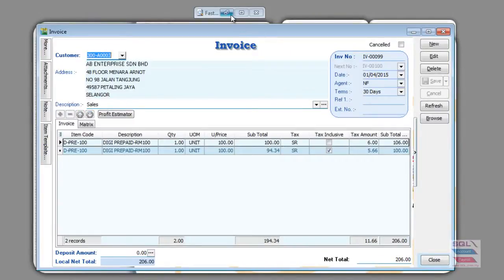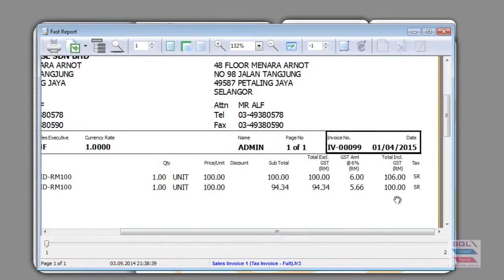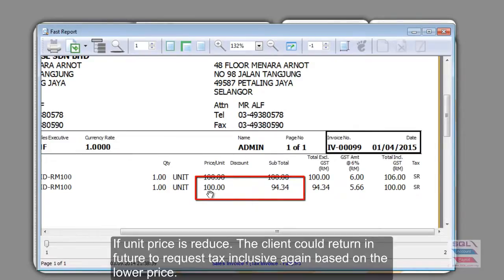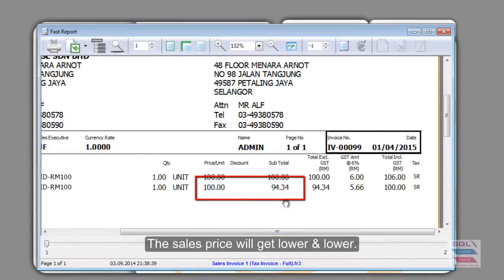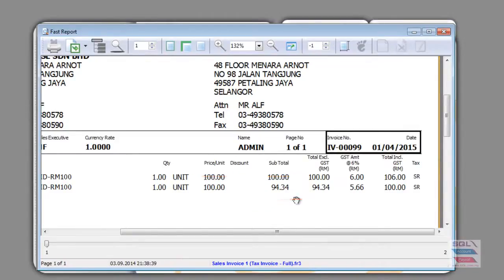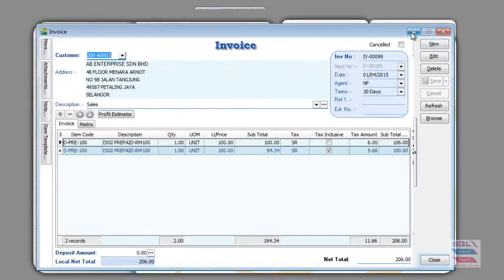How does it look in the invoice? If you look at this invoice, you will be able to clearly see the reduced sales value. Now, why isn't the reduced sales value included in the unit price? That is because if you do lower your unit price and the client comes back again and requests for a tax inclusive a second round from a lower sales value, then you will be perpetually lowering and lowering your sales price. Obviously, that is not a situation most businesses want. So that is the topic of tax inclusive.